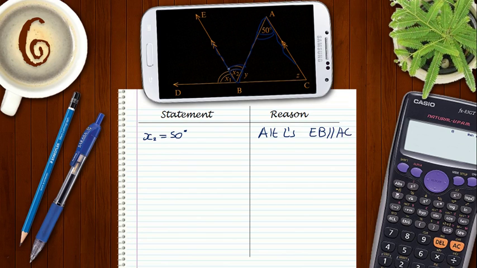Now X2 and X1 is given as equal, so we know that this is equal to 50 and this is also equal to 50. Because they're equal, we can basically state that X1 is equal to X2 is equal to 50. This is given.